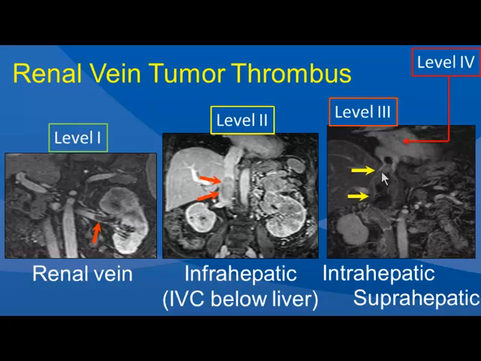It is very important, however, that you describe where the tip of the thrombus is. If it's below the inferior margin of the liver, inside the liver, above or below the hepatic veins, if it's suprahepatic, if it has reached the right atrium or not. When it's inside the heart, those patients are typically put on bypass. Cardiothoracic surgery typically is involved in those surgical resections.